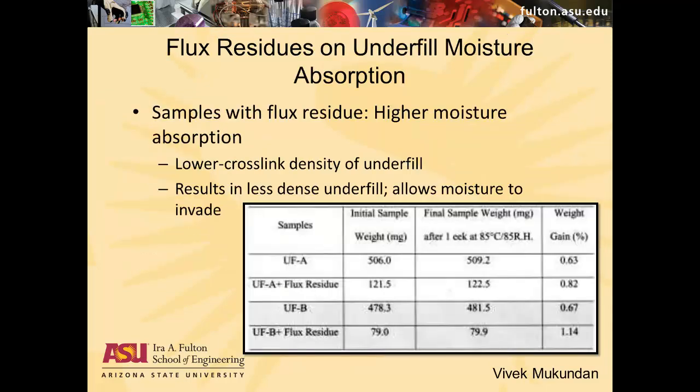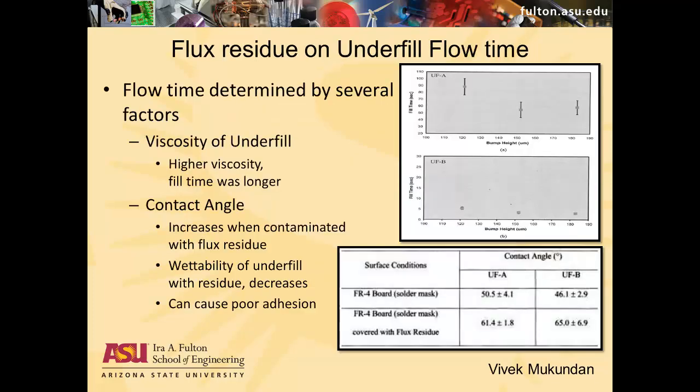Samples that contain flux residue have a higher moisture absorption. This is basically due to the lower cross-link density of the underfill. This allows the moisture to invade the underfill. When we talk about the underfill flow time, many factors are involved. The factors are viscosity and the contact angle. The UFA sample has a higher viscosity than the UFB sample.